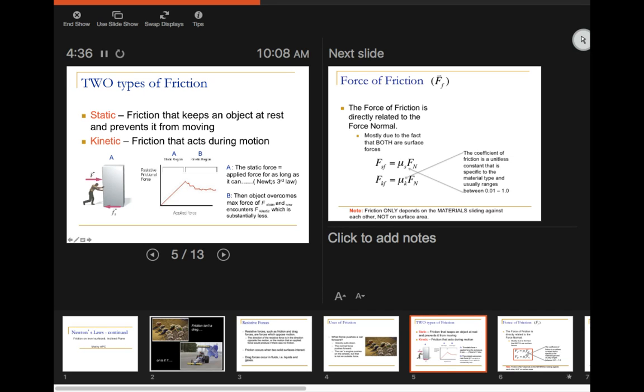But it's not without force that you have to apply to make it move, because there's a kinetic component to it. So we call the differences, we literally just call one static and we call one kinetic. Don't write down this stuff, but the static force equals the applied force for as long as it can. That's Newton's third law. But then after that, when the object overcomes that static force, it now encounters friction force that is considered to be kinetic.